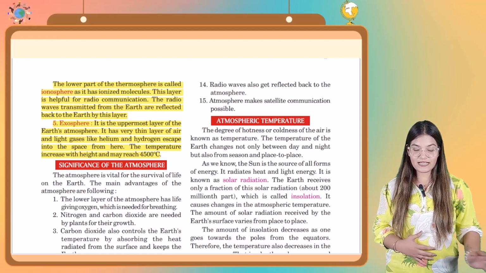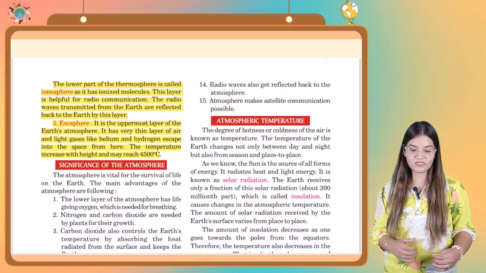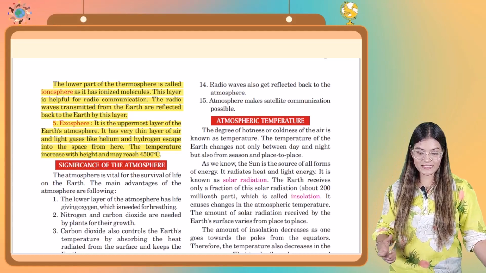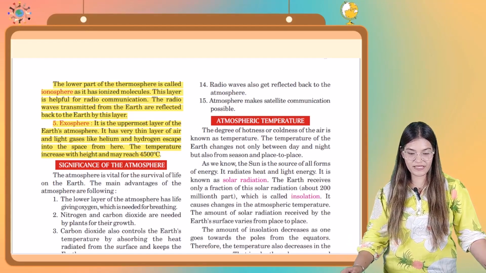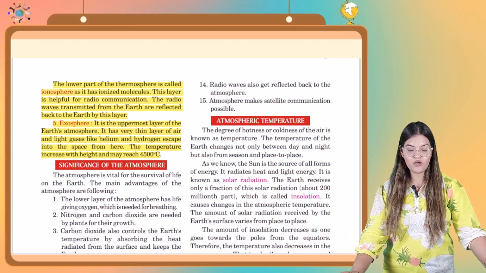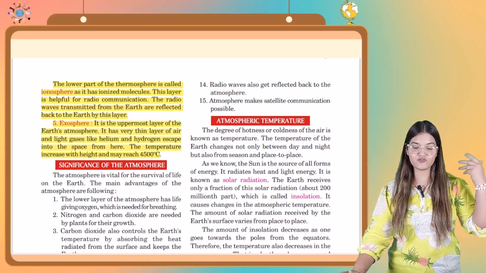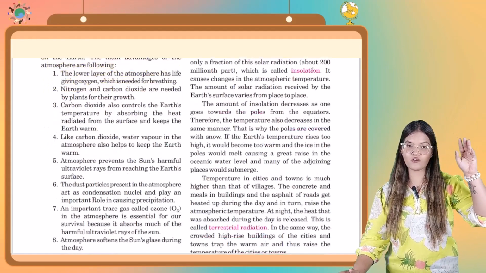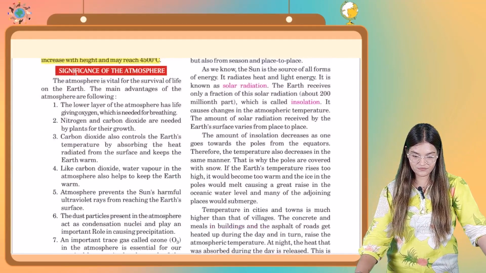Fifth is exosphere. It is the uppermost layer of the earth atmosphere. It has very thin layer of air and light gases like helium and hydrogen escape into the space from here. The temperature increases with the height and may reach 4500 डिग्री सेल्सियस. जो उसका टेम्परेचर है काफी ज्यादा इंक्रीज हो जाता है क्योंकि जो उसकी हाइट होती है, it can reach up to 4500 डिग्री सेल्सियस.